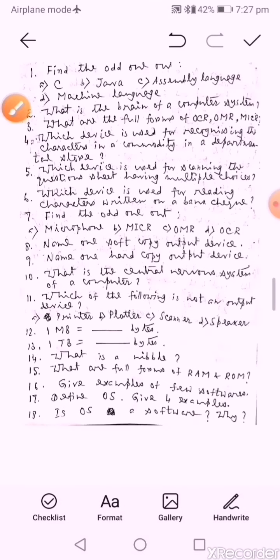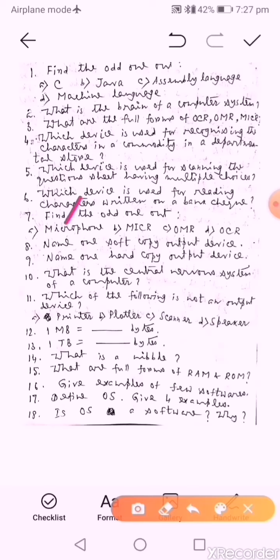Next question is, find the odd man out. Microphone, MICR, OMR, OCR. The answer is microphone, as it is the only audio video device. The rest are optical devices. Means all other three are optical devices, namely MICR, OMR, OCR. So the odd man out is the microphone here.